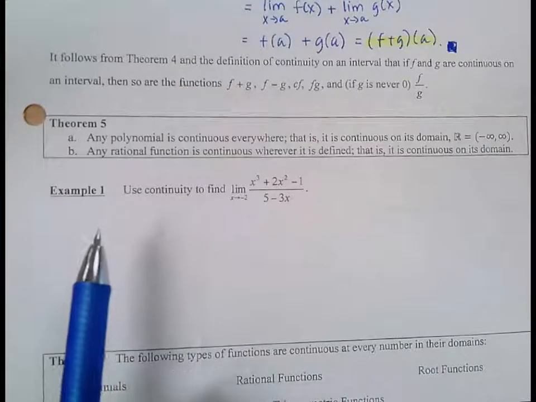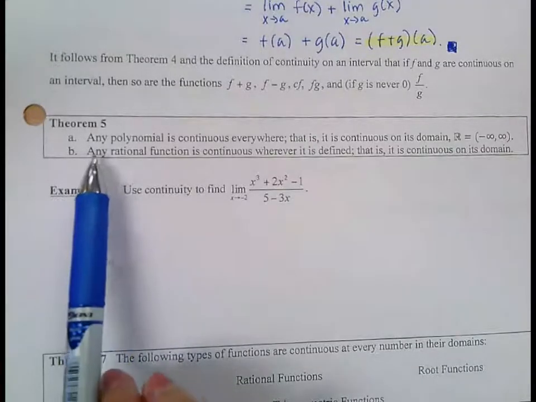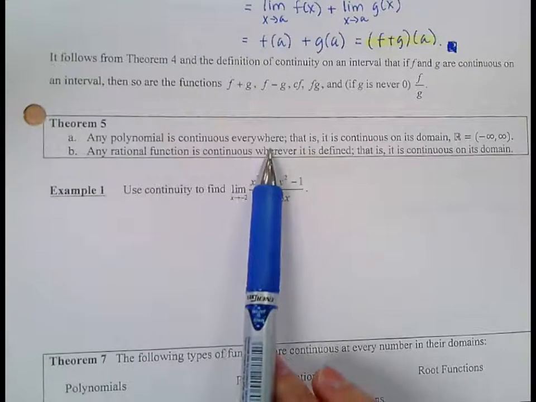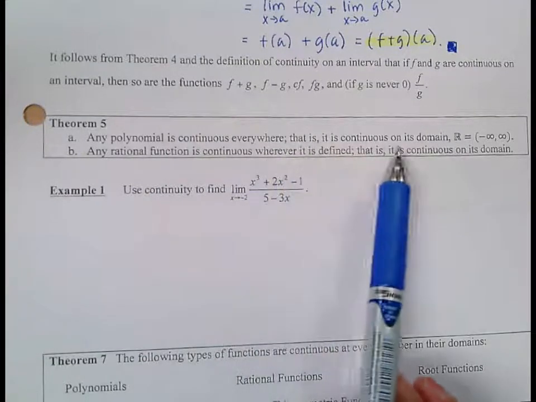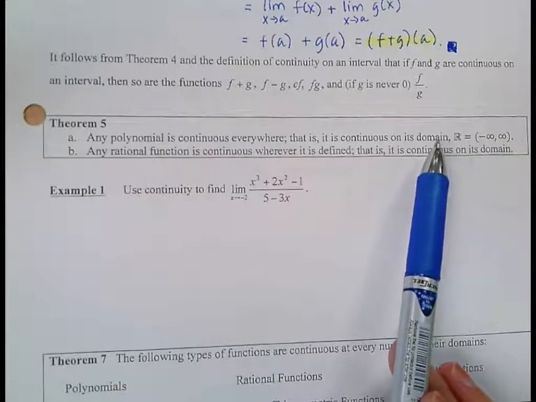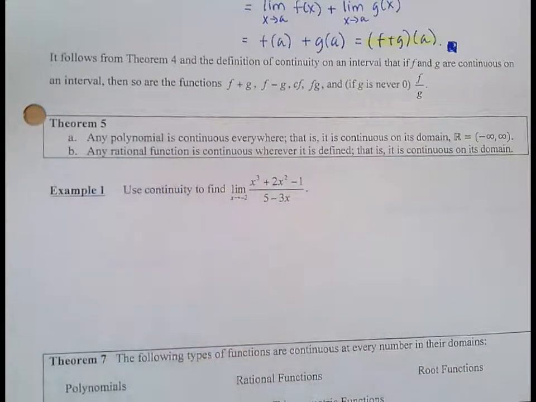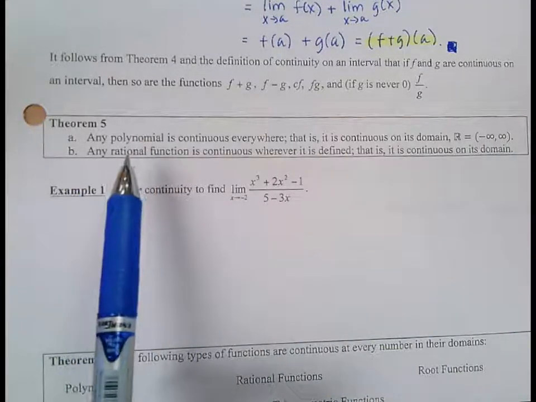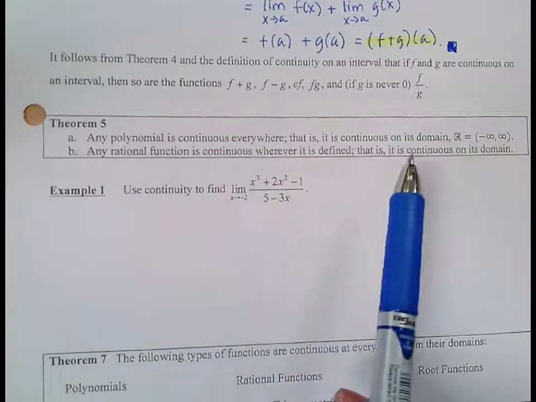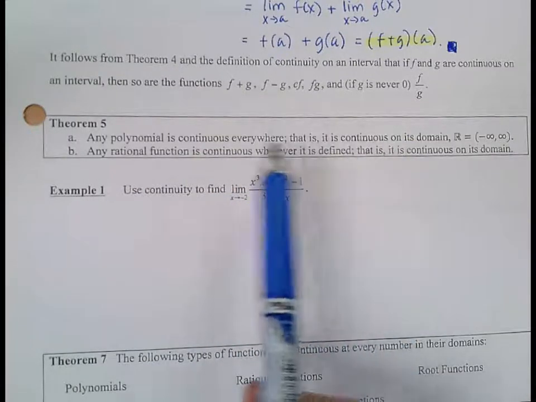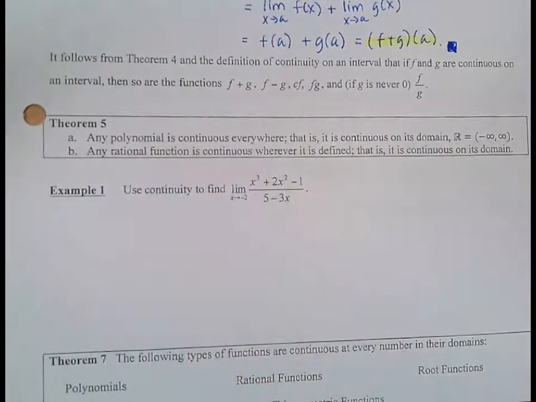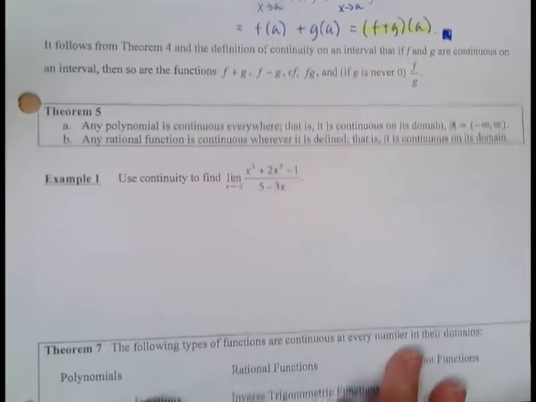And then jumping to Theorem 5, this is where we start to get into tying this with domains. Any polynomial is continuous everywhere. So that is, it's continuous on its domain, because its domain is all real numbers. So if you know that the function you have is a polynomial, by this theorem, you can say, well, since f is a polynomial, I know it's continuous on this interval. It's continuous everywhere. And then any rational function is continuous wherever it's defined, meaning it's continuous on its domain. So if you found the domain of a rational function, that would also be the interval or intervals where it's continuous.